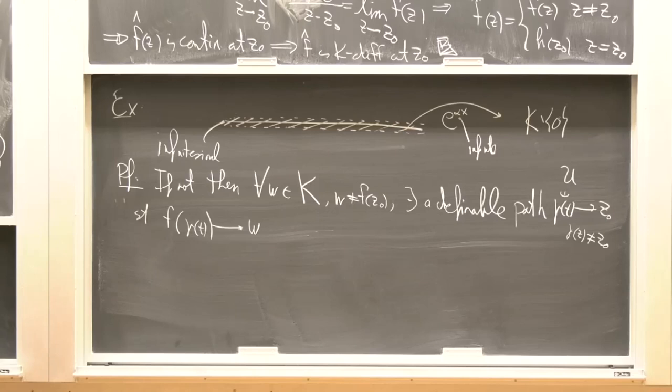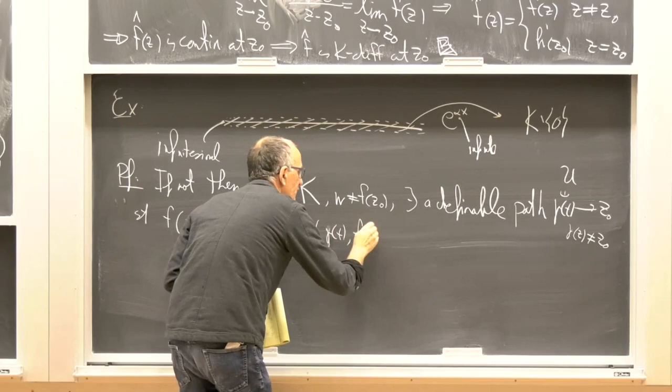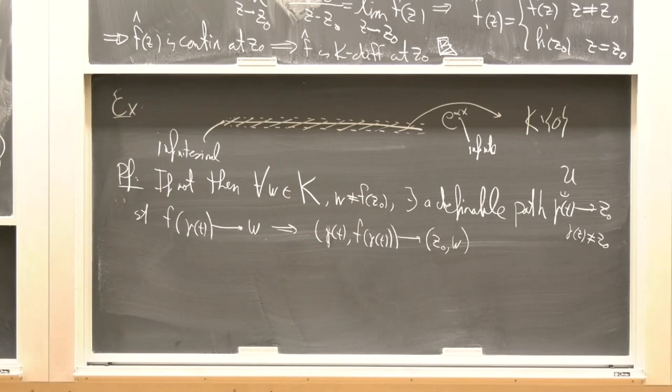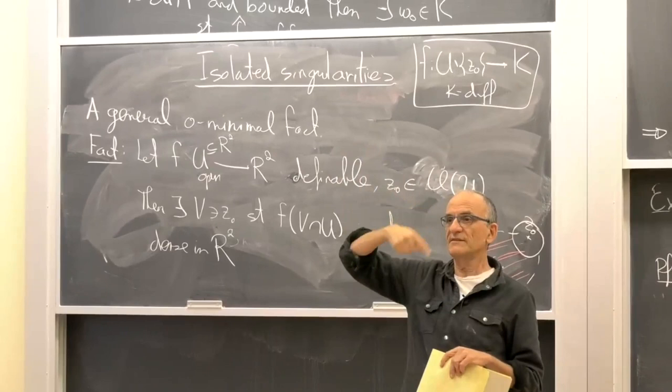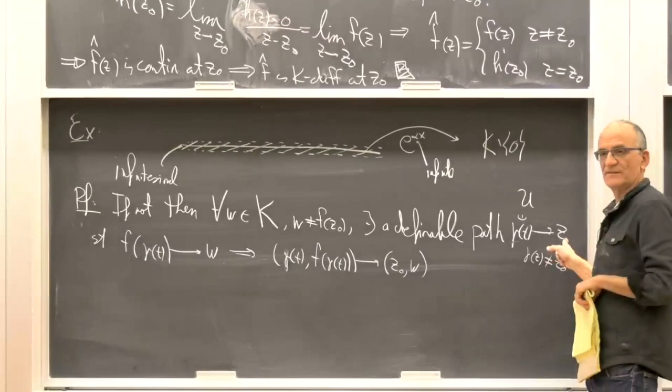This means that gamma(t), f of gamma(t) approaches (Z zero, W) in the product space. In case f of Z zero is defined, I just want to remove one point. I want to say that it's dense, except maybe at f of Z zero. If it's dense everywhere, then it's dense also at f of Z zero. I just don't want this curve to be constant. This is the only reason.